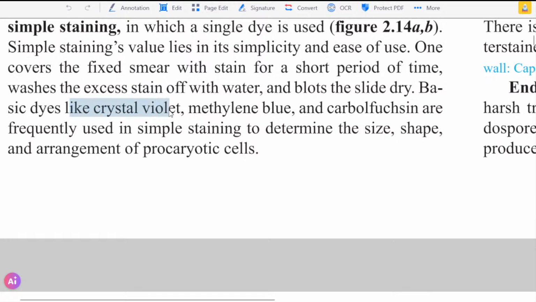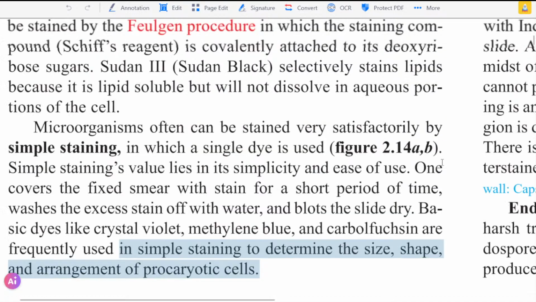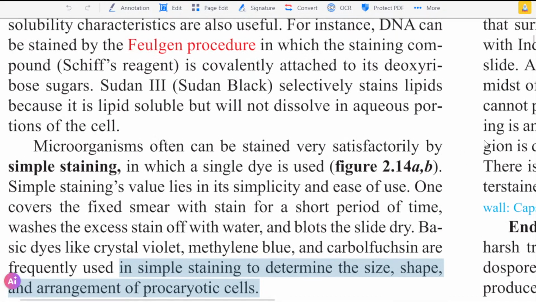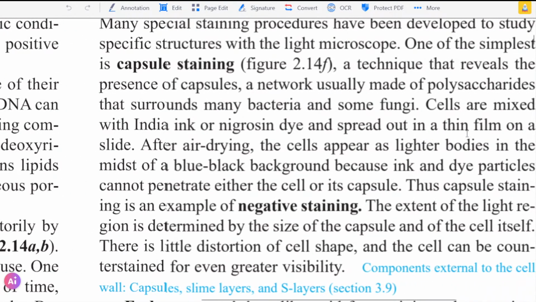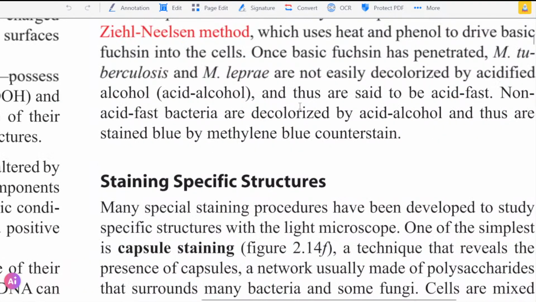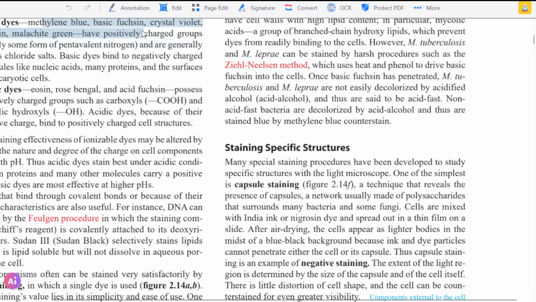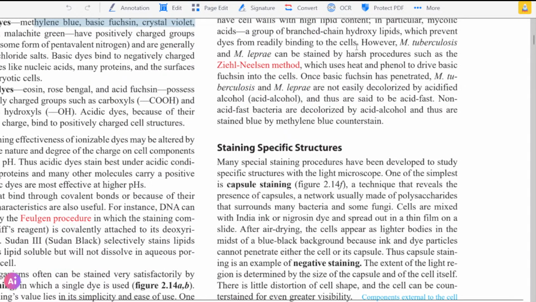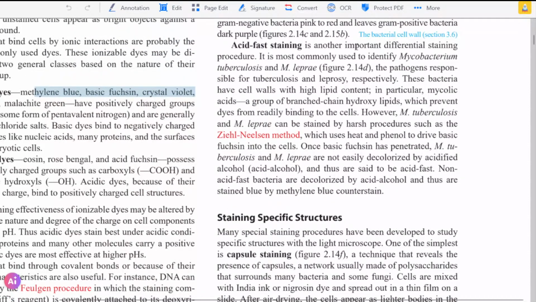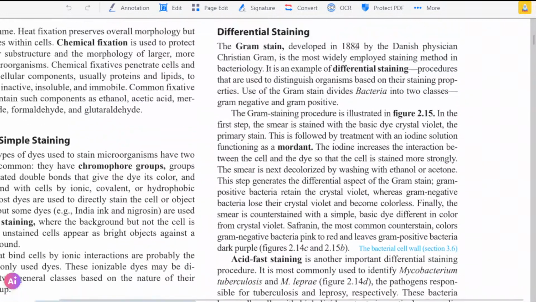Alright, so basic dyes like crystal violet, methylene blue, and carbol fuchsin are frequently used in simple staining to determine the size, shape, and arrangement of the prokaryotic cells. I think these crystal violet, methylene blue, and the kind of things we already studied, and they said that they are known as what salts? Acid salts? Here, look. Yeah, chloride salt. Sorry for my mistake. So methylene blue, fuchsin, and crystal violet are basic dyes, meaning they are positively charged, and they bind to the negatively charged.